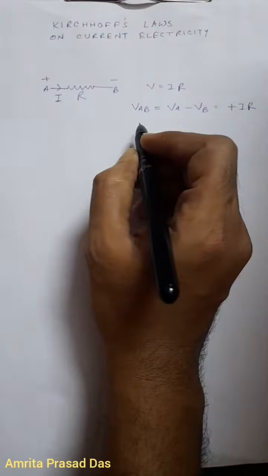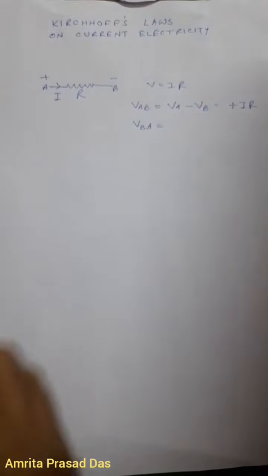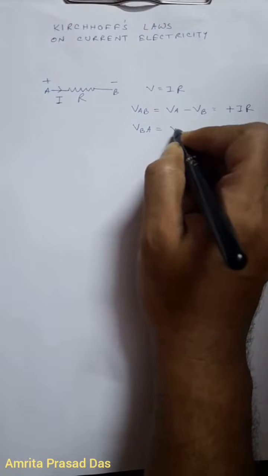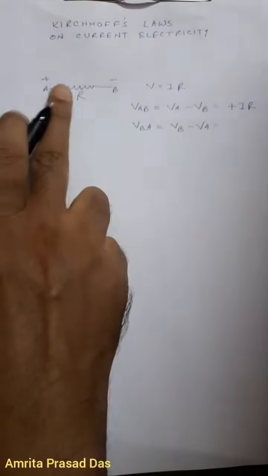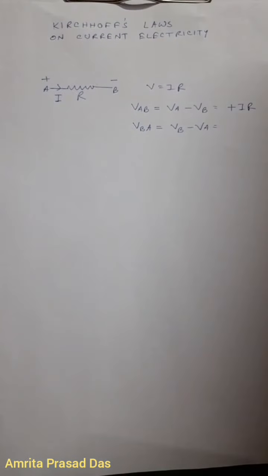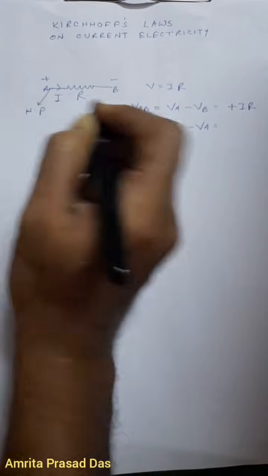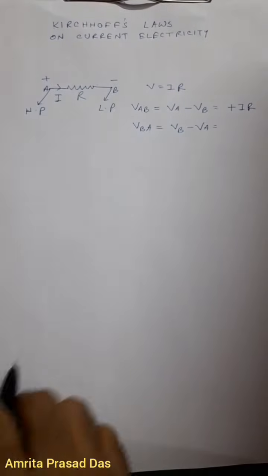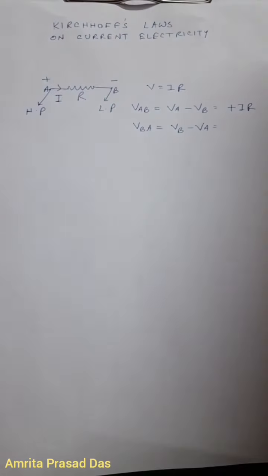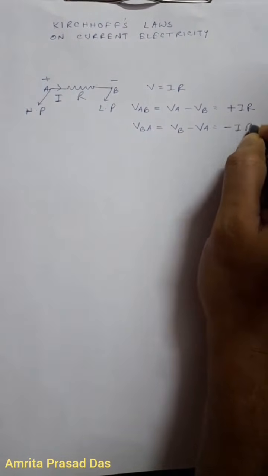Similarly, if we are to find out VBA, that is the potential difference between B and A, which is VB minus VA. As we can see from the direction of current flow, current is flowing from A to B, that is, this point A is the high potential point, and this point B is the low potential point. Therefore, VB minus VA, that is low potential minus high potential, should be negative. So we have to write VB minus VA is equal to minus IR.